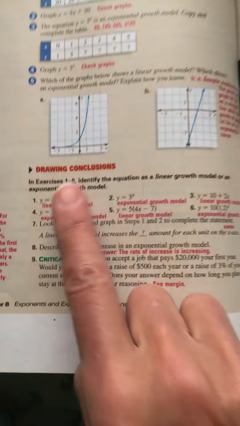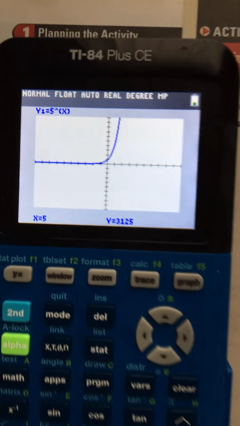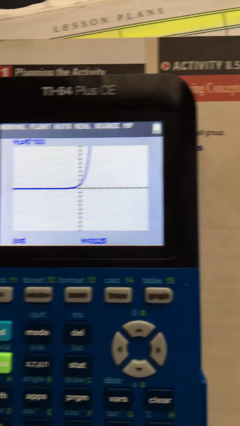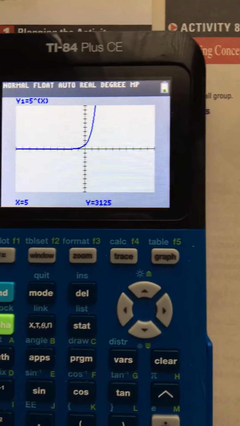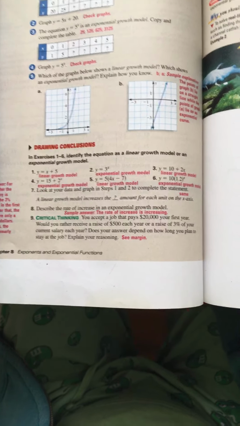Okay, so you're going to do these and figure out if it's linear or exponential growth, and have fun. There's the answers to the evens if you're interested in doing those.